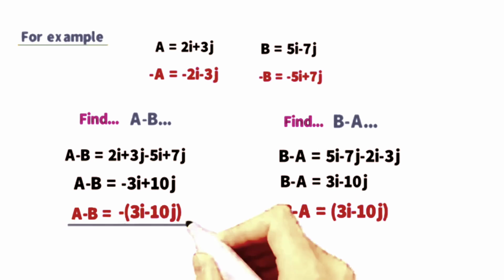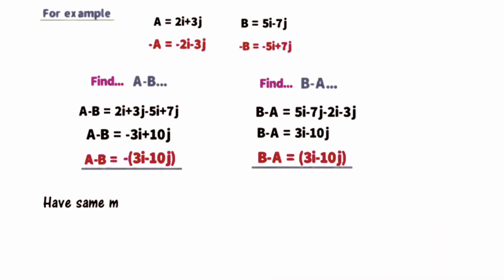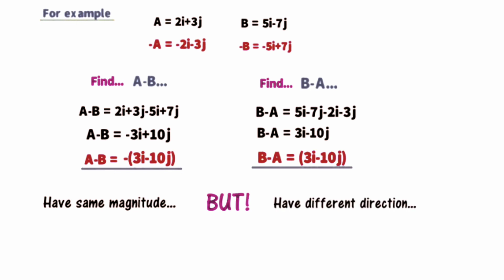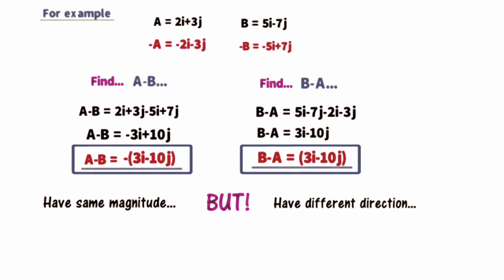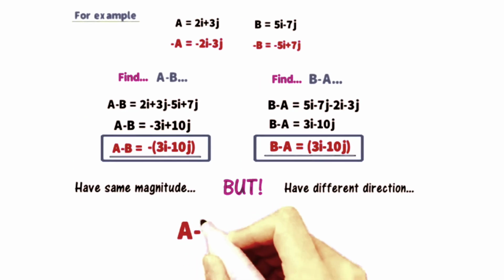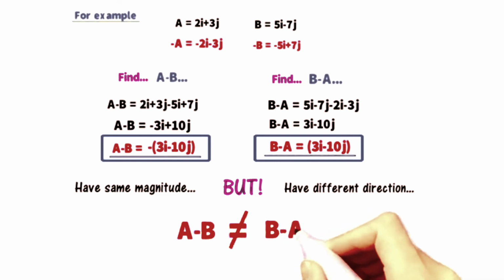Remember, a minus b and b minus a have the same magnitude, but they have different directions. Because a minus b is equal to minus of 3i minus 10j, and b minus a is equal to 3i minus 10j. So they have different directions, although they have the same magnitude. So that's why we say a minus b is not equal to b minus a, or we say vector subtraction is not commutative.